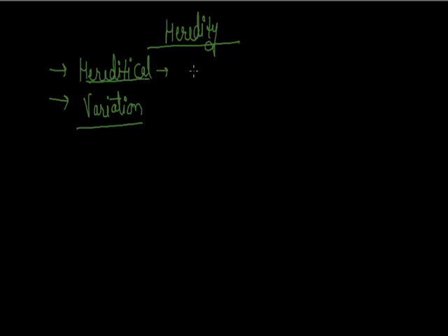What is heredity? Some traits are moving from the parental generation into offspring. These traits are called hereditary characters or traits, and the mode of transmission is done by chromosomes.